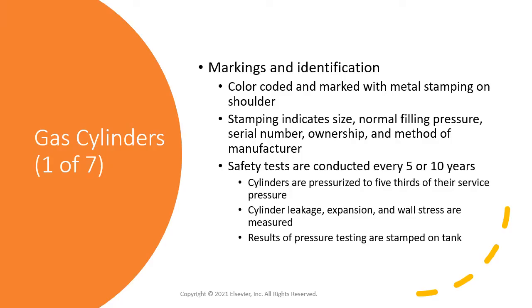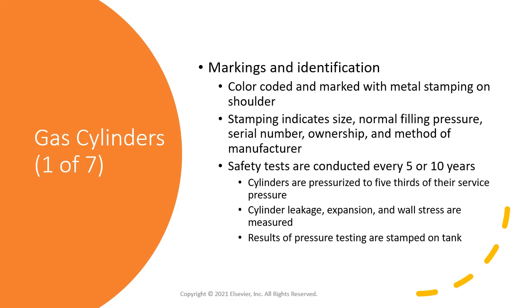Markings and identification. Medical gas cylinders are marked with metal stamping on the shoulders, and this supplies specific information. Although the exact location and order of the markings vary, the respiratory therapist should be able to identify several key pieces of information. The letters DOT or ICC, Interstate Commerce Commission, are followed by the cylinder classification, either 3AA or 3A, and the normal filling pressure in pounds per square inch.